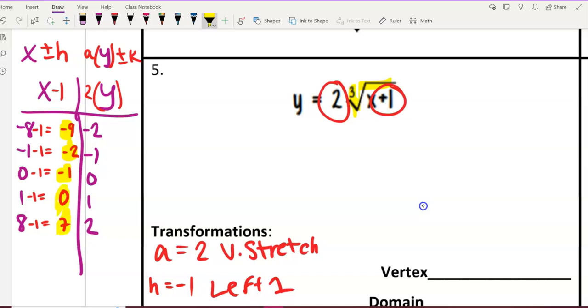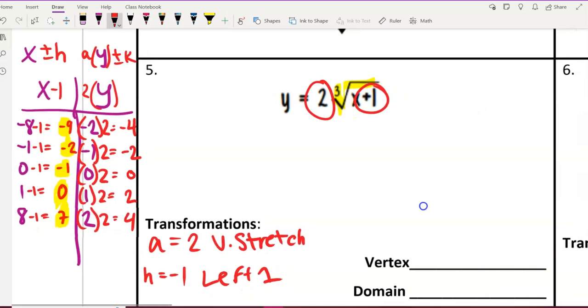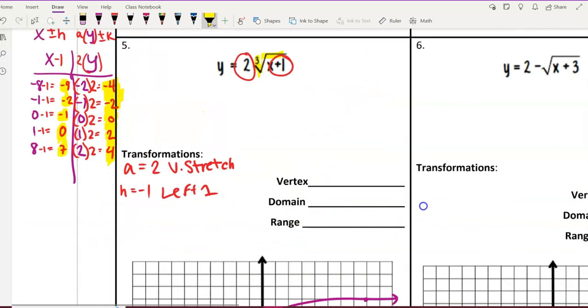Now for the y, we need to multiply all these y values by 2. So multiplying all of these by 2, we have -2 times 2, which is -4. -1 times 2 is -2. 0 times 2 is 0. 1 times 2 is 2. 2 times 2 is 4. Now we have our new x values and our new y values of our points, and we can plot those on the graph.